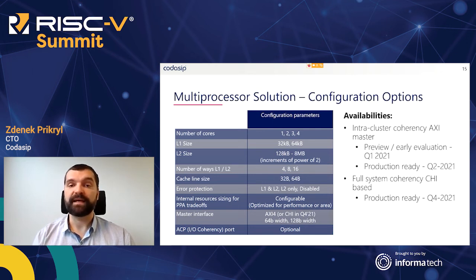Speaking of the timelines, the availability is as follows. The evaluation packages are ready in Q1. The production versions will follow in Q2. And after that, the system coherence will follow as well. So as you can see, it's quite a robust solution if you are looking for a multiprocessor solution.